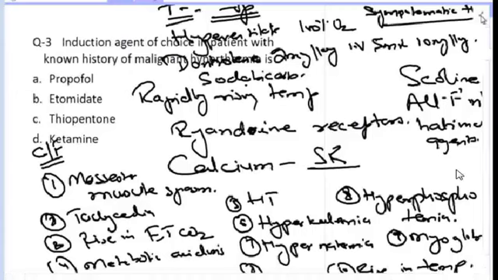So none of the triggering agent should be used. So which drug is the choice for malignant hyperthermia? It is propofol. Propofol is drug of choice for malignant hyperthermia. Basically you use Tiva. Tiva is a combination of propofol and remifentanil. So we use Tiva in patients with malignant hyperthermia.